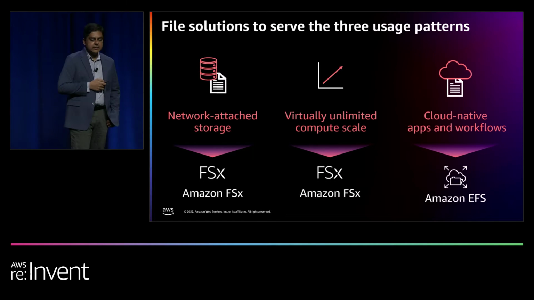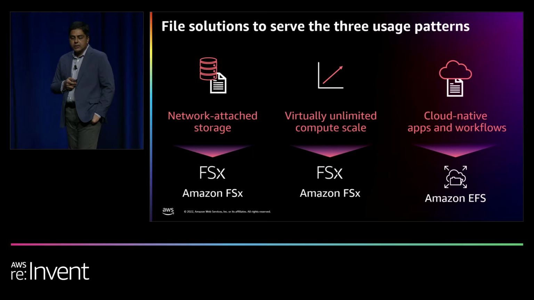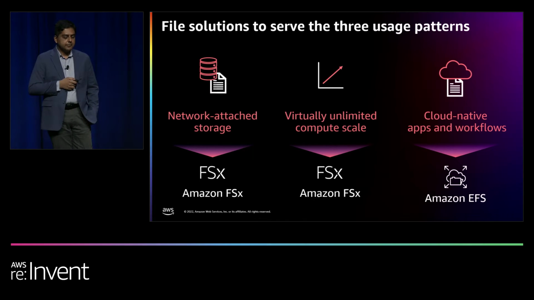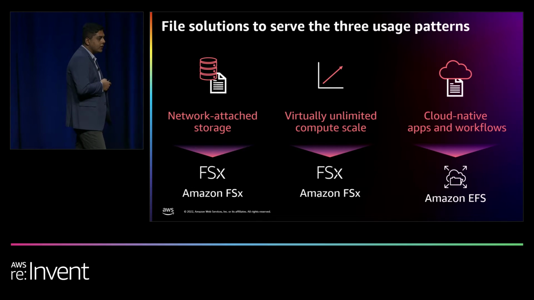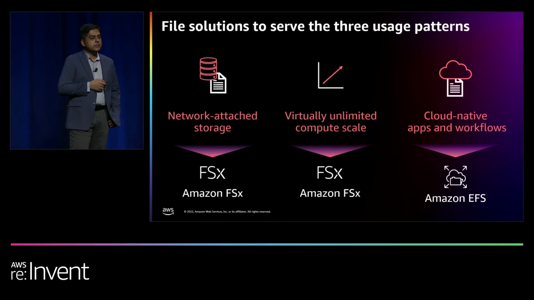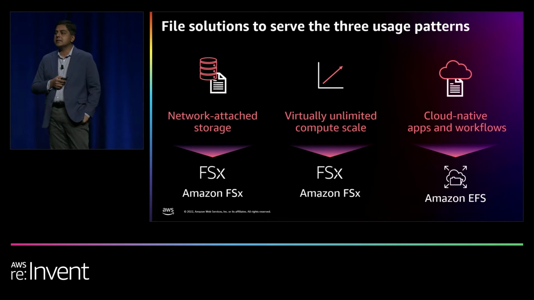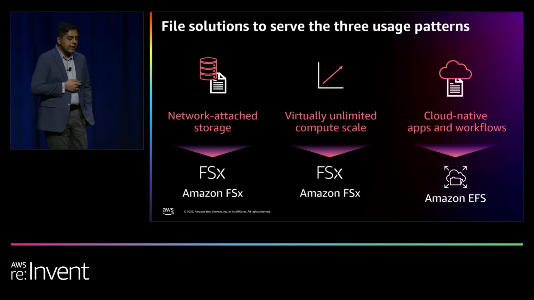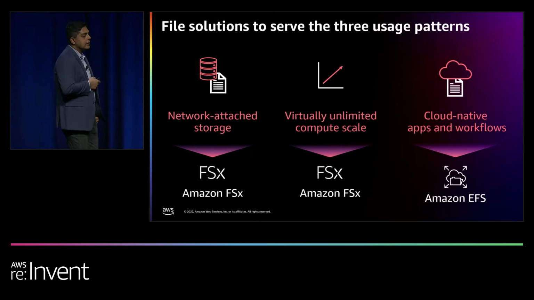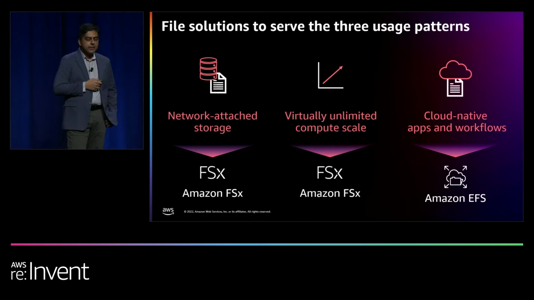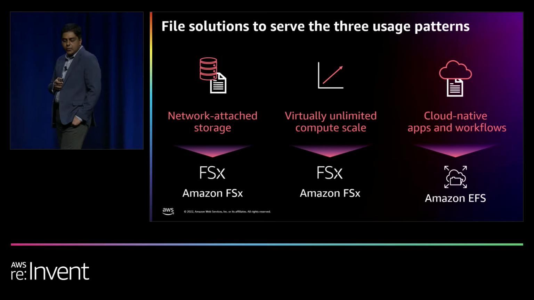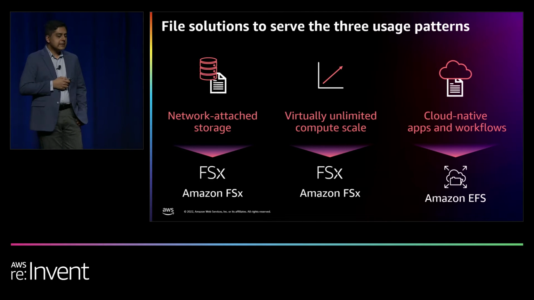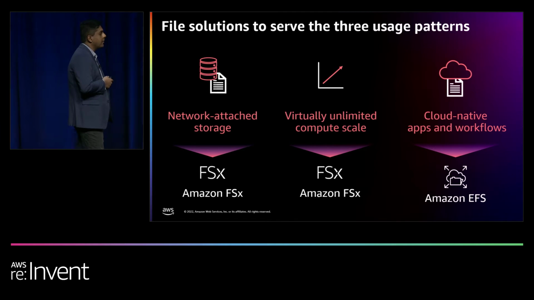And we are razor-focused on providing the best file solutions to serve the three usage patterns that we talk about here. So we have Amazon FSx, which is a family of services that I'll talk about in a bit, that offers file systems that are purpose-built for both NAS workloads as well as scale-out workloads. And it provides them in a cloudified way. That's how FSx is able to serve the usage patterns 1 and 2 that I talked about. And then for the usage pattern 3 here, we offer Amazon EFS, which gives serverless, fully elastic file storage that's really designed for builders from the ground up.